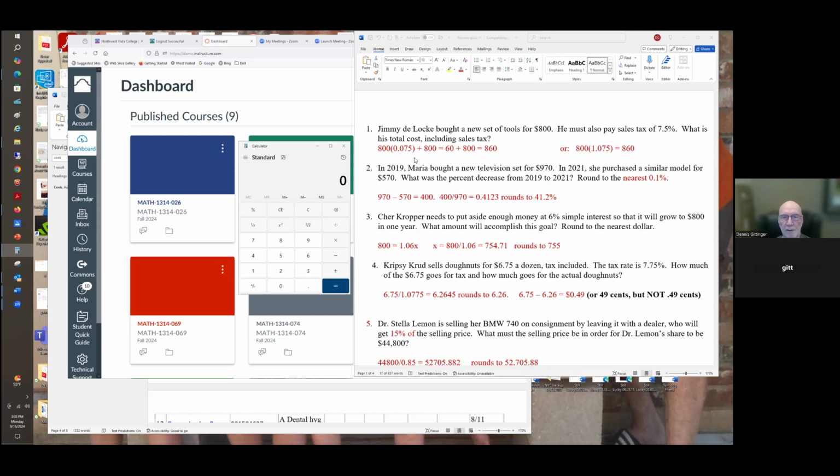So you could multiply 0.075 times 800, add that to 800, and you get 860. Notice I did not tell you to round it off to the nearest anything, but it's money. And you have been instructed, if it's money, to round it off to the nearest penny. This one didn't come up as an issue because it came out to be a nice whole number answer.